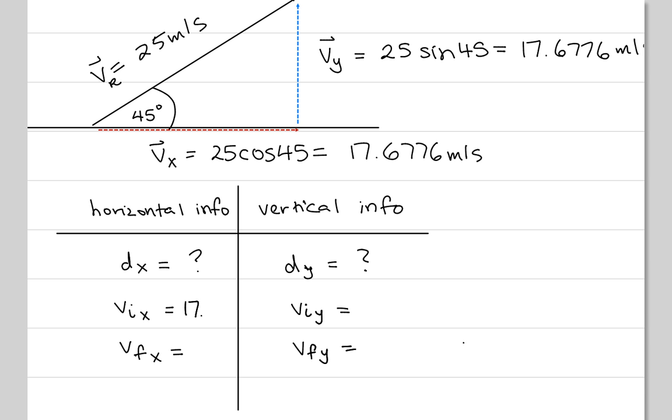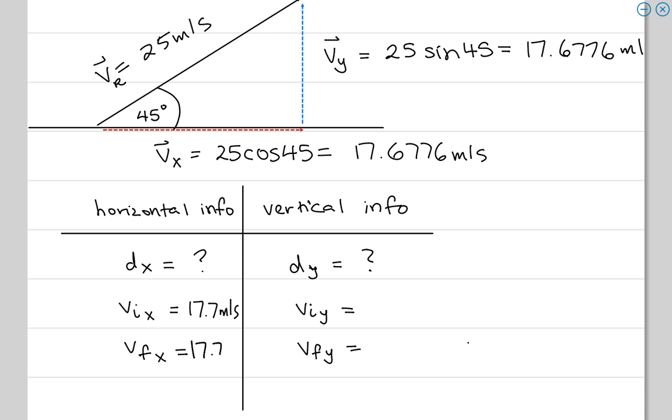This 17 point. I'm just going to round now. I'm not going to use my rounded answer in the calculator, but I'm just going to round for now, so it's easier to write. Do I know VFX? Does it ever change, the X component? No, so it's going to finish off at 17.7 as well. Okay. Now, what about vertically? Do we know the initial velocity vertically? Yeah, we would have to look at our vertical component, and it's the same.